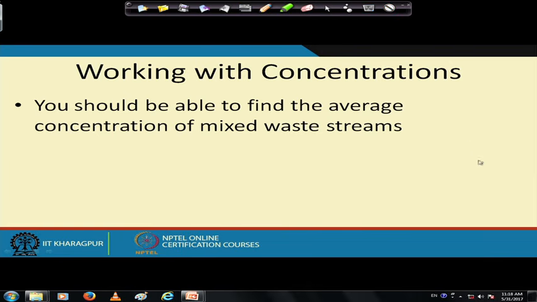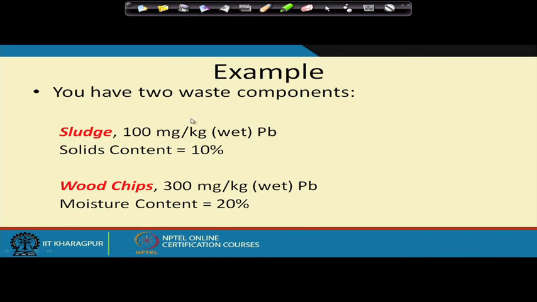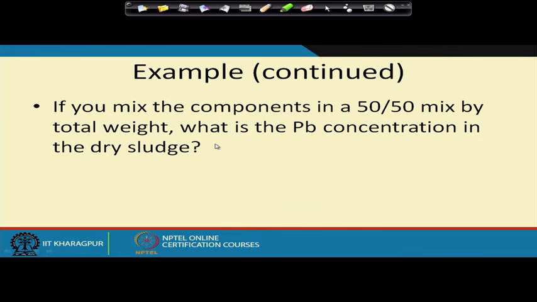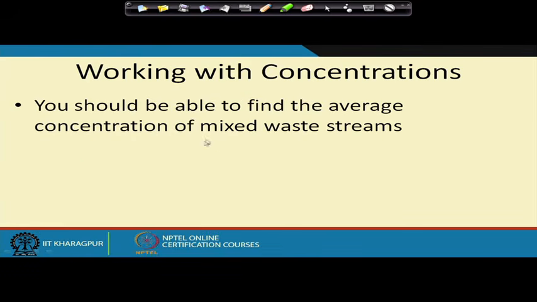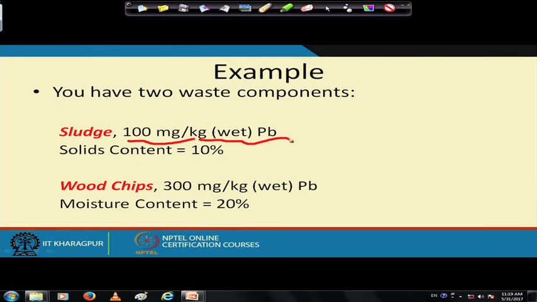In terms of the concentration, we have two waste components, a sludge and wood chips. The sludge has 100 milligram per kilogram of lead, on a wet basis, and the solid content is 10%. In the earlier slide we had a moisture content of 80%. Here we have expressed it as a solid content of 10%.